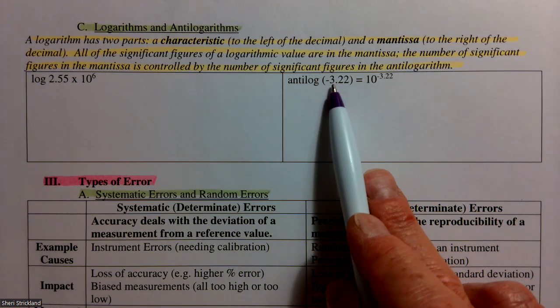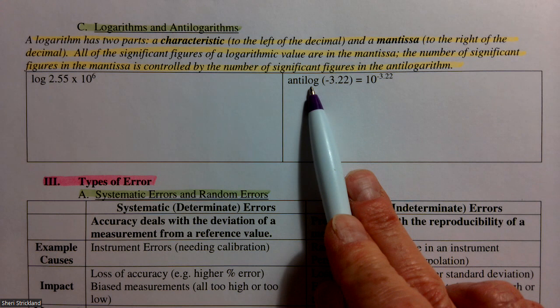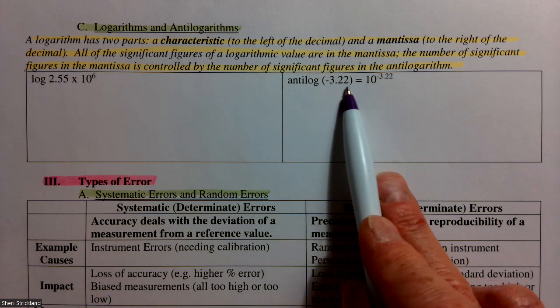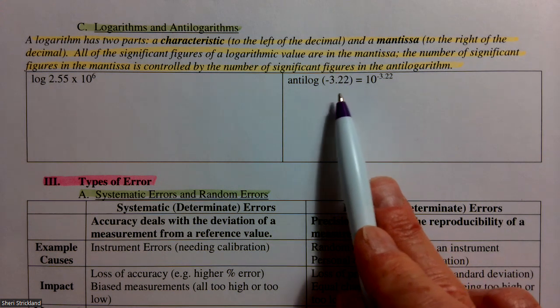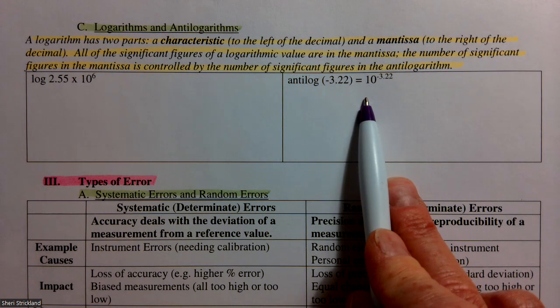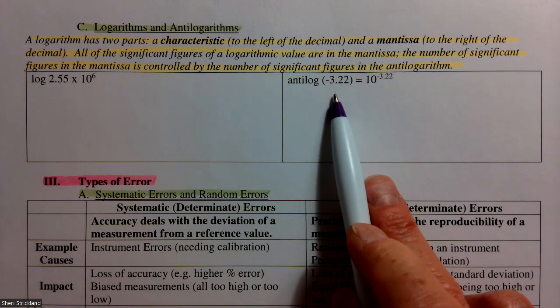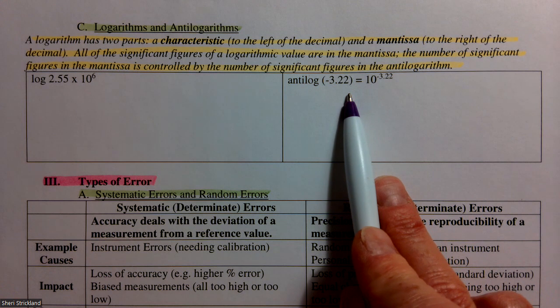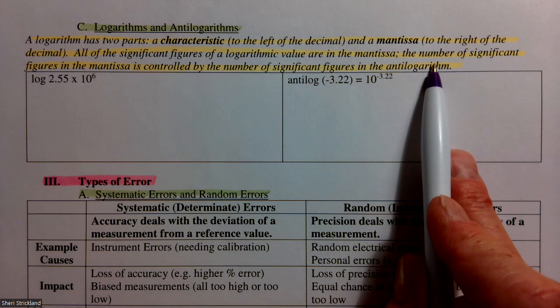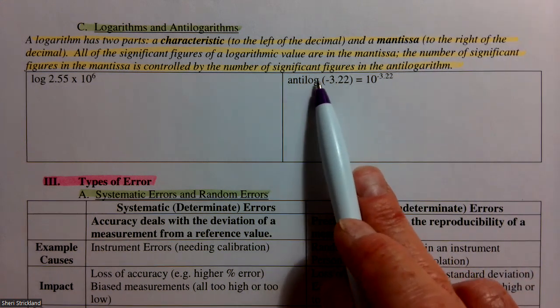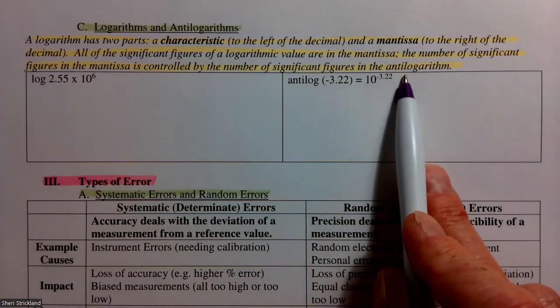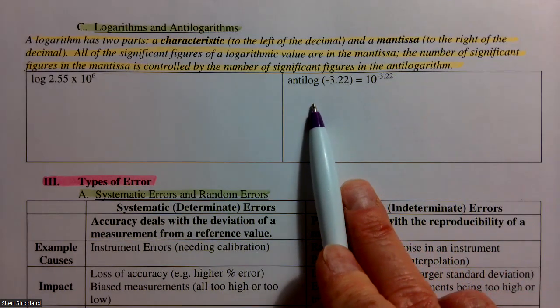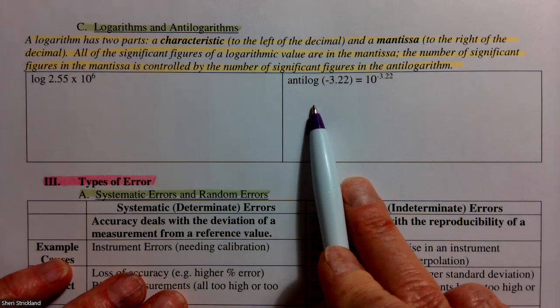The characteristic is the number to the left of the decimal. The mantissa is the digits to the right of the decimal. All of the significant figures of a logarithmic value are in the mantissa, and the number of significant figures in the mantissa is controlled by the number of significant figures in the anti-logarithm. So I want to show you that so you can see how this works.